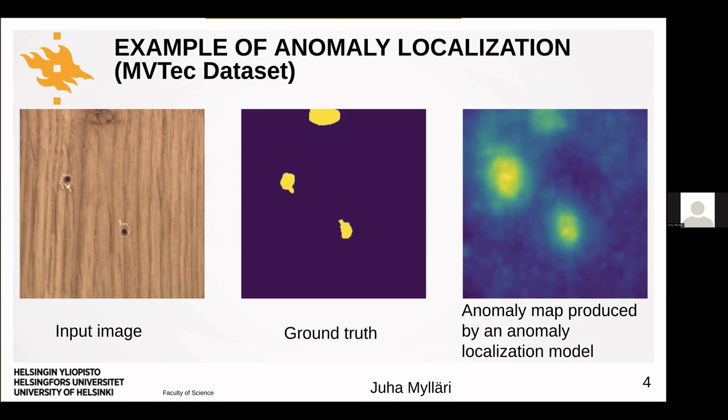So let's look at a visual example. Here on the left, you have an input image. As you can see, it has some anomalies. So it has two drill holes and a knot. In the center, we see the ground truth anomaly map. So this was created by the annotators of the dataset, and it indicates that there are these three anomalies in these three specific locations. On the right, we can see an anomaly map produced by some anomaly localization model. And you can see that it has correctly identified the locations of those anomalies.